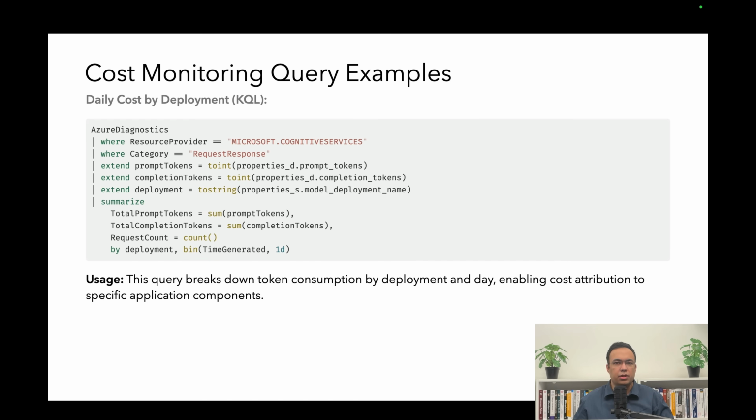cost attribution. You can calculate estimated cost by multiplying token counts by current pricing. You can identify which deployments consume the most budget. You can spot unusual usage patterns, like a sudden spike in requests that might indicate a bug or an attack. You would typically run this query daily and visualize the results in an Azure Monitor dashboard or Power BI report. This enables cost attribution to specific application components and helps you identify optimization opportunities.